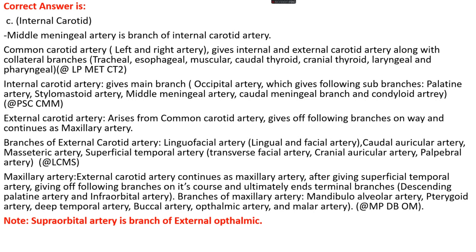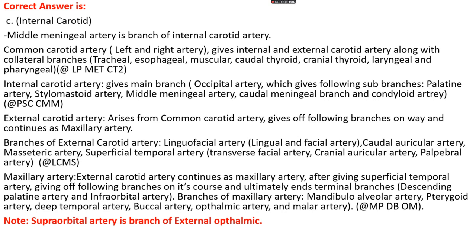Okay, the external carotid artery, after giving off the branches on the way, continues as the maxillary artery. The maxillary artery is the continuation of the external carotid artery, and after giving off the superficial temporal artery, it gives off the following branches on its course, and ultimately the terminal branches, that's the descending palatine artery and infraorbital artery.